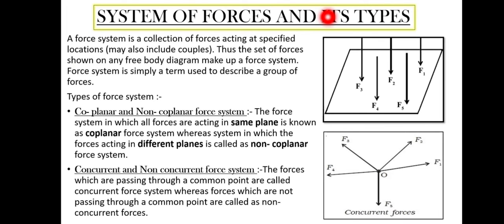Now, system of forces and its types. A force system is a collection of forces acting at specified locations, and may also include couples. Thus, the set of forces shown on any free body diagram makes up a force system. Force system is simply a term used to describe a group of forces. The types of force systems are given; we will discuss only two, that means coplanar and non-coplanar force systems, and concurrent and non-concurrent force systems.